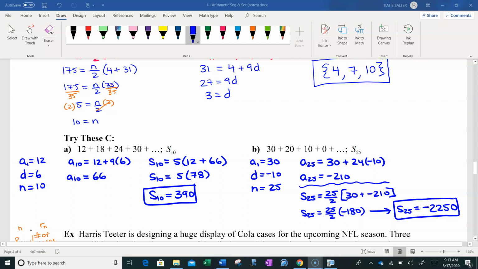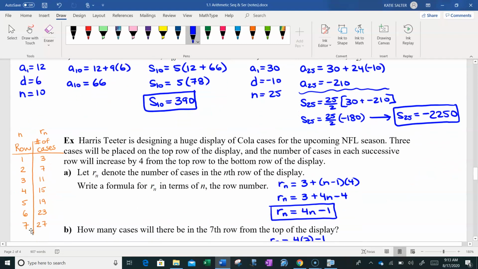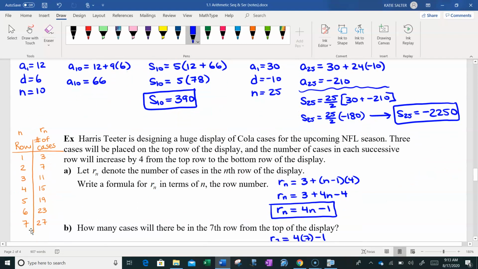All right, looking at the last one, what I would do is make a table of the information given. And that's what you'll see I've done here. It tells us that the first row has 3 cases, and then each row from there will increase by 4. And so I just went ahead and started making a pattern so I could see what's happening.